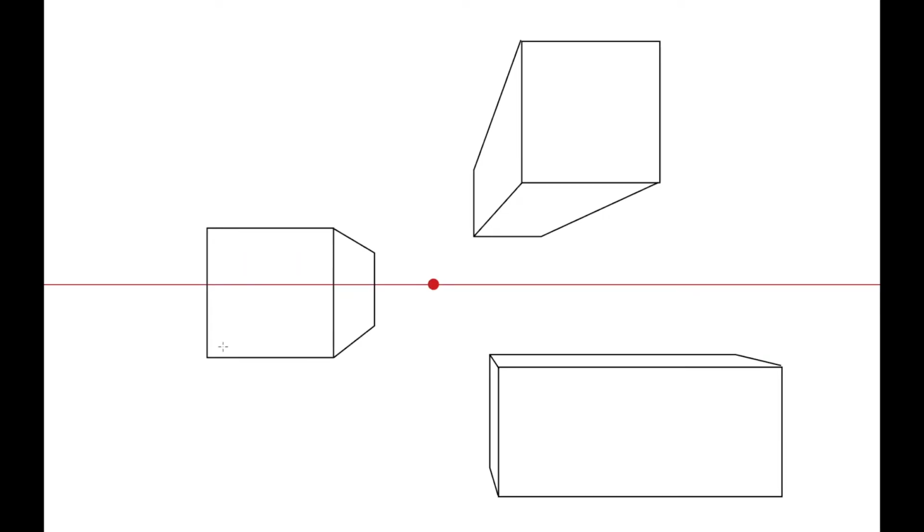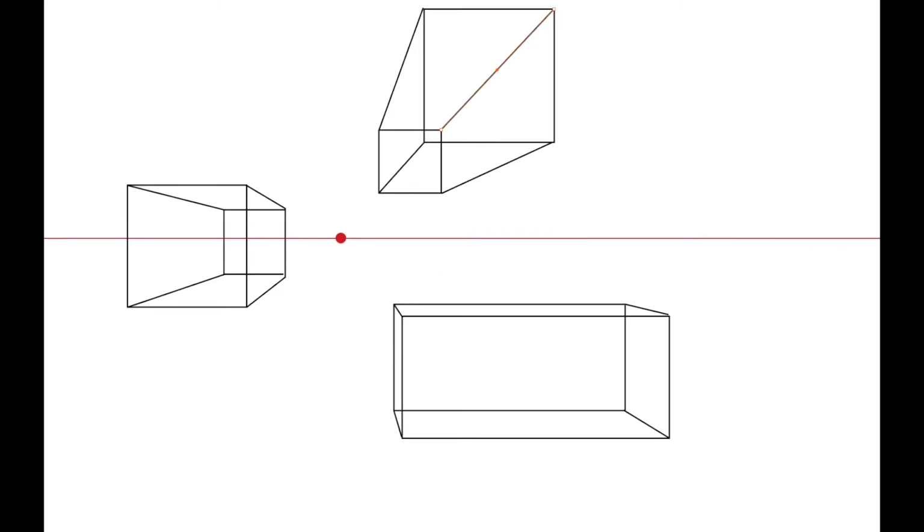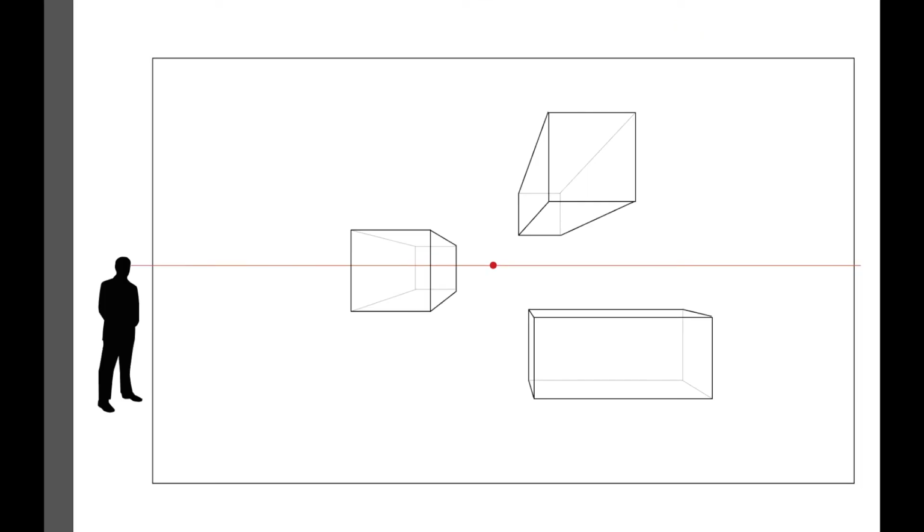Now let's say we want to make our boxes transparent. We would simply draw new orthogonal lines from the inside corners of the boxes, as if we're seeing through them. And we can draw from imagination where the rear planes would be. And erase those orthogonal lines. And there we have see-through boxes in 1 point perspective.